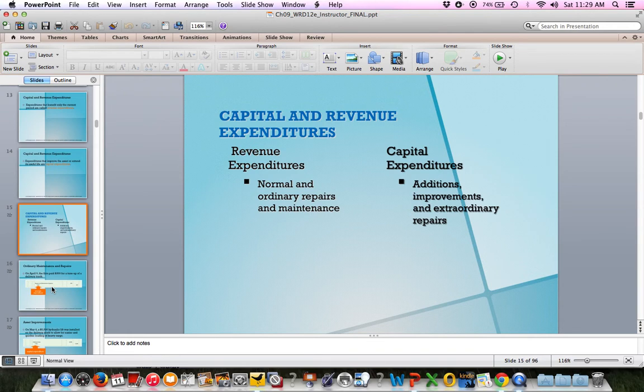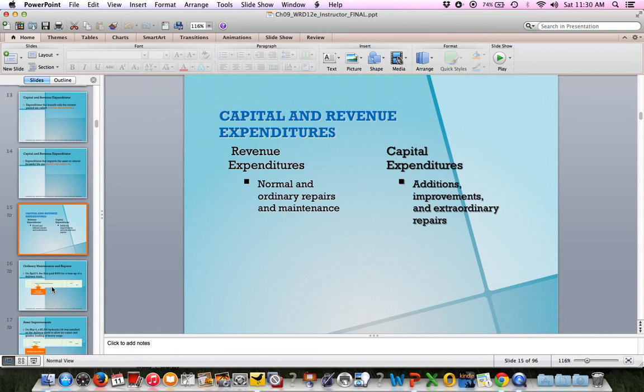Okay, so capital and revenue expenditures are revenue expenditure, normal and ordinary repairs and maintenance. Okay, just the things we have to incur, the expenses that we incur to keep our machinery, our asset, working in normal condition. For example, let's just say my business has a delivery van, and obviously that van will need regular oil changes. At some point in time, the tires will wear out. The brakes may wear out. Certain things are just going to wear and tear as we use the vehicle, and so there's just going to be some repair and maintenance cost to keep it up and running.